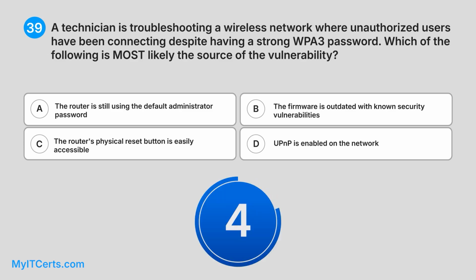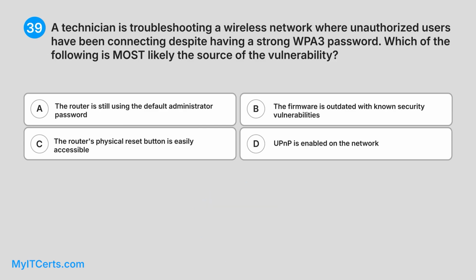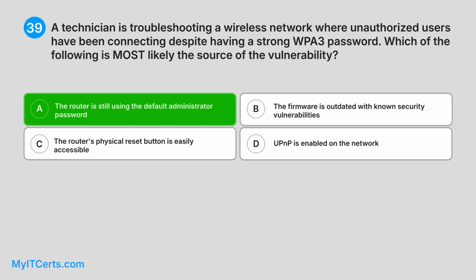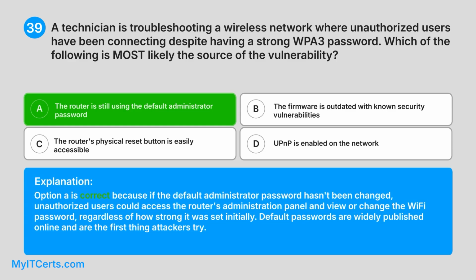Do you know the answer? Correct answer. A. The router is still using the default administrator password. Explanation. Option A is correct because if the default administrator password hasn't been changed, unauthorized users could access the router's administration panel and view or change the Wi-Fi password, regardless of how strong it was set initially. Default passwords are widely published online and are the first thing attackers try.